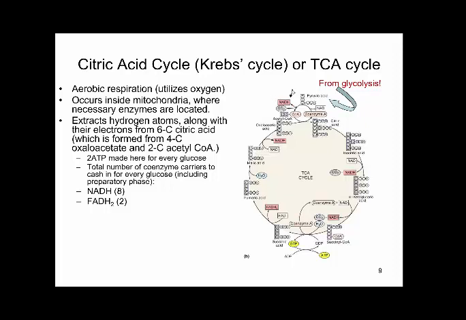You begin with 2 pyruvic acids, and you finish with 8 NADH, if I include the preparatory phase. 4 for every turn for the pyruvic acid that's turning. And 2 FADH2, and shown down here we have a net gain of 2 ATP. Again, this is accounting for the 2 pyruvate that are coming into the cycle.